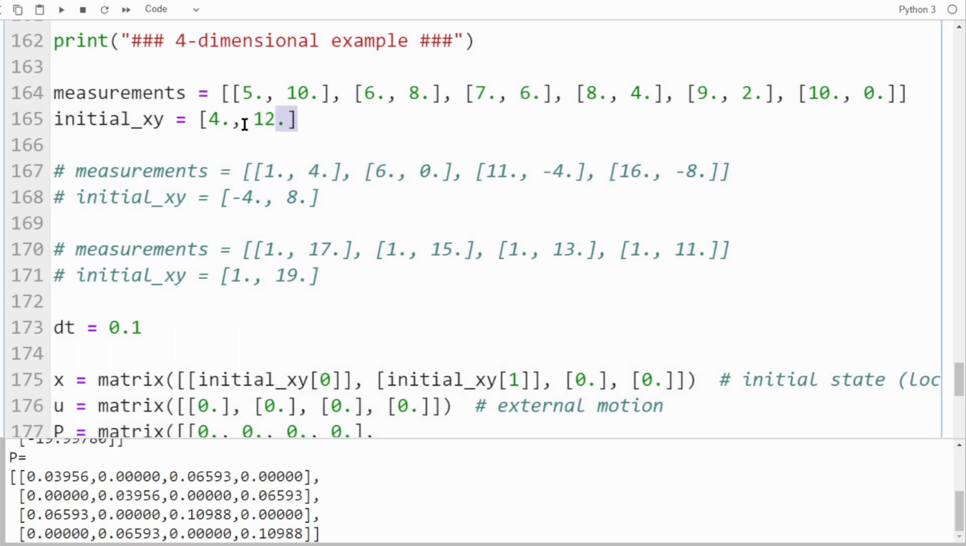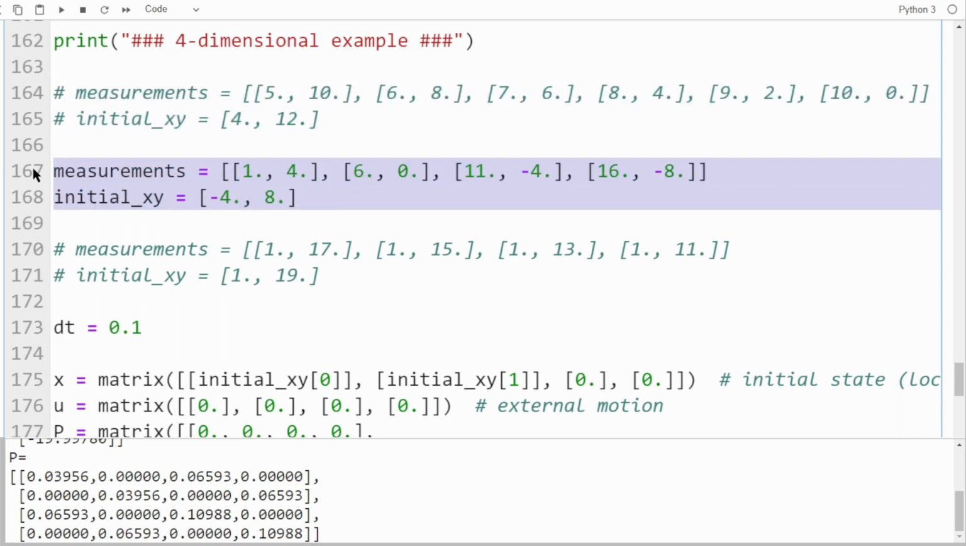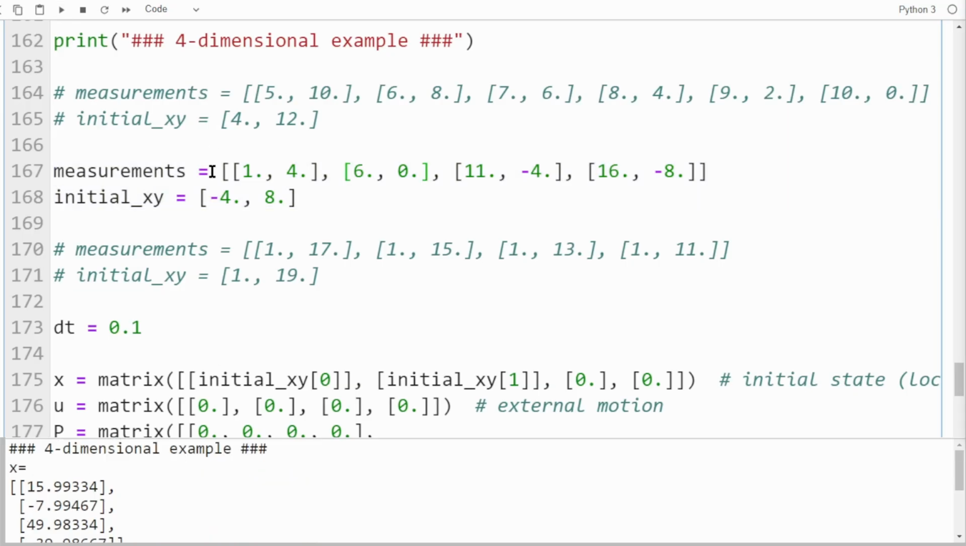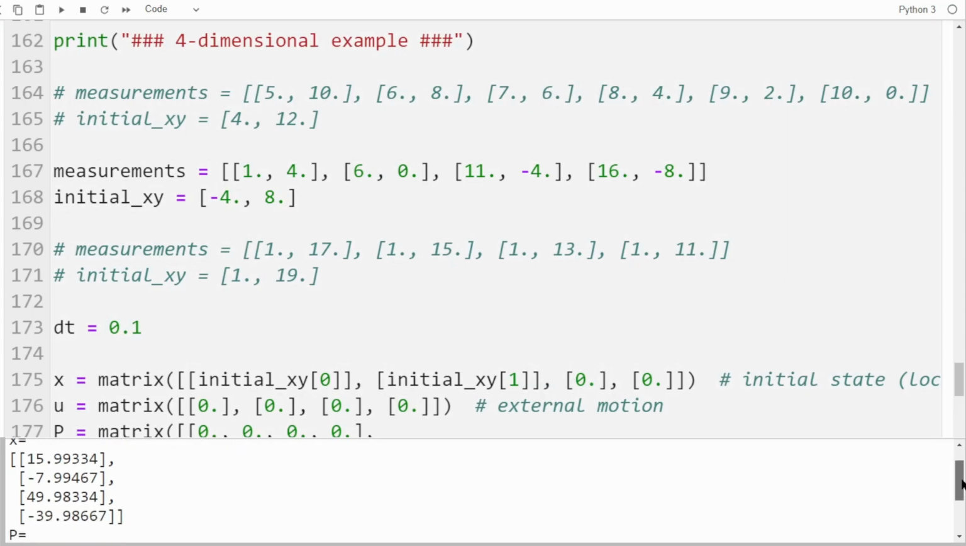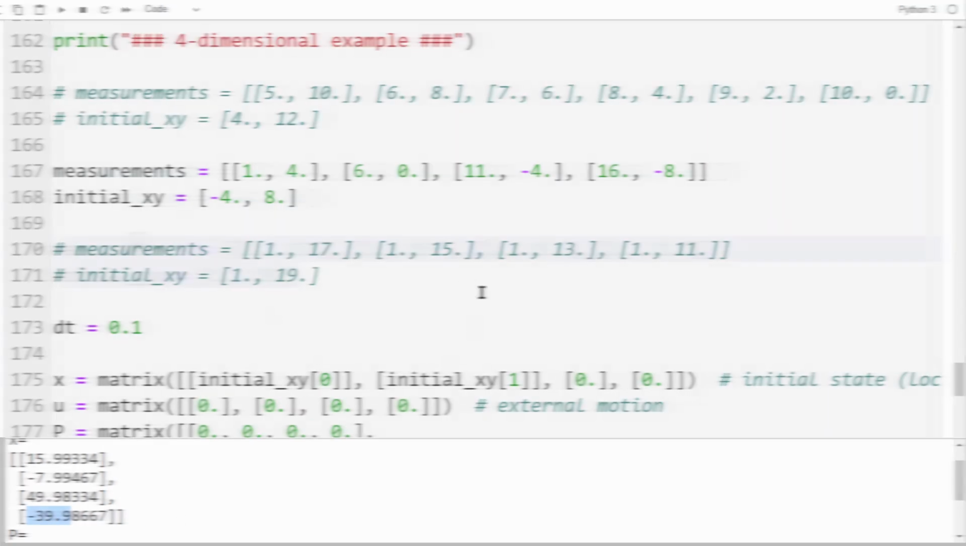Going to the second example, I now commented away the first example and put in place the second example. If I run it again, here we see the first dimension go from minus 4, 1, 6, 11, 16. Second dimension 8, 4, 0, minus 4, minus 8. And these are the exact same values over here, 16 and minus 8. For velocities, I get 50 and minus 40, which are exactly the correct velocities.